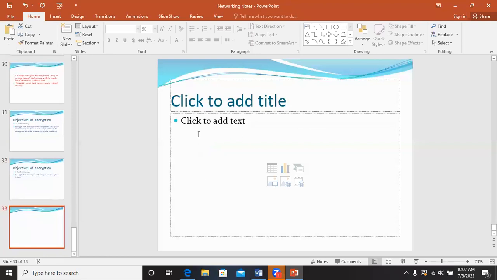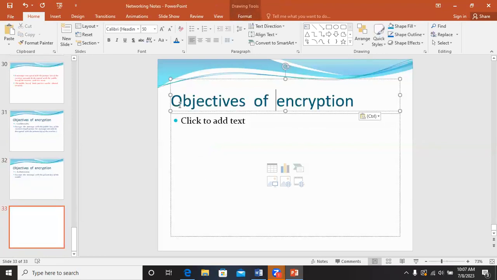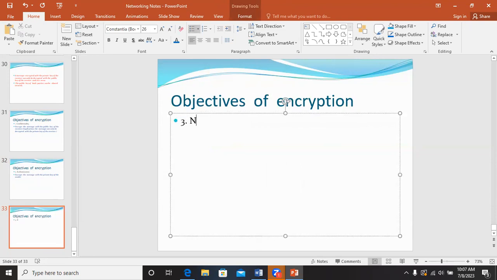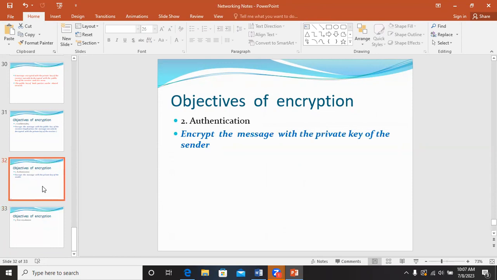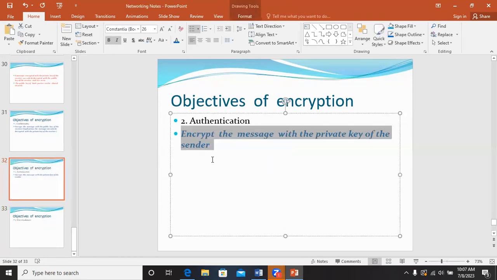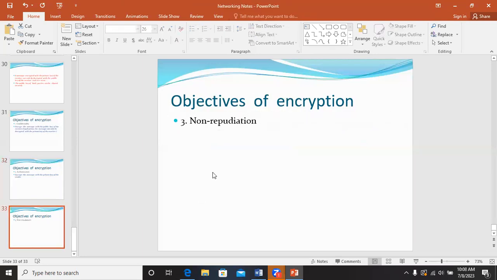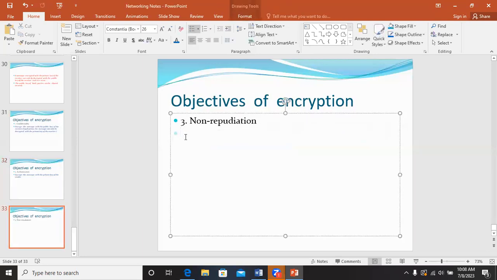Now, that inability to deny leads us to number 3, which we call non-repudiation. Please, this is important. Non-repudiation means that you have already sent a message, and you can't deny that you're not the one that sent the message. How do you achieve non-repudiation? The same way you achieve authentication: you encrypt the message with the private key of the sender.